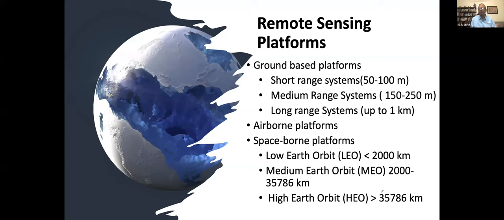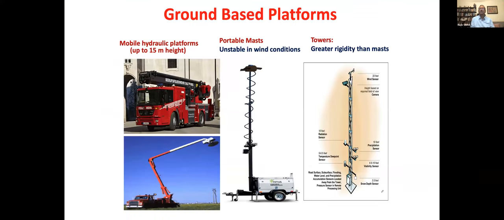Again, space platforms can be located at different elevations, ranging from less than 2,000 kilometers, which is called low Earth orbit, 2,000 to something like 35,000 kilometers, that is medium Earth orbit, and then there is high Earth orbit, which is more than 35,000 kilometers and so on. So let's look at these. So these are some examples of the ground-based platforms.